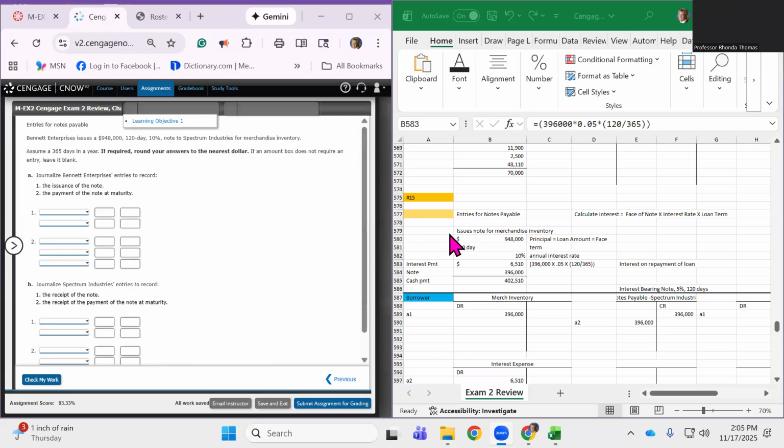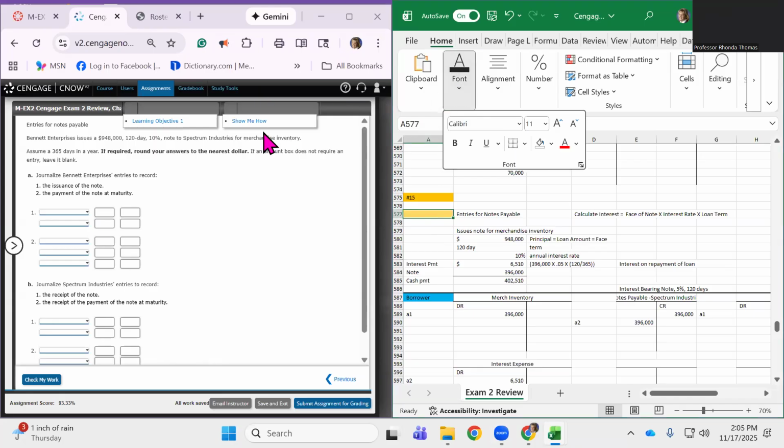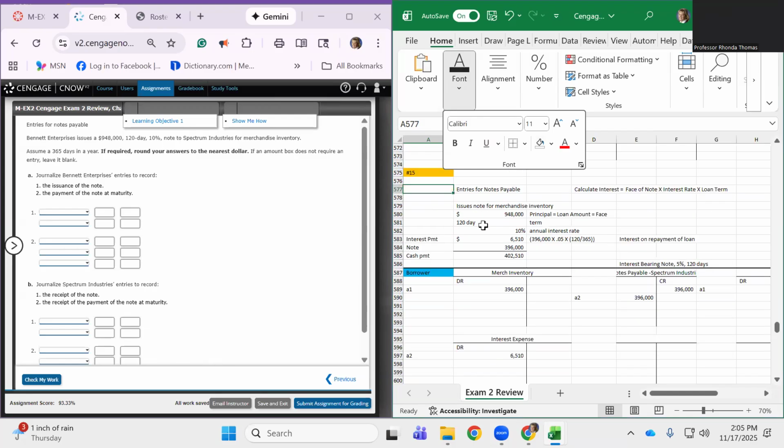Okay, this is going to show you what it's like to see both sides of a note. It's the one borrowing the money and the one loaning the money. All right, so let's get started. Bennett Enterprises issues a $940,000 120 day 10% note to Spectrum Industries. So Bennett is the borrower and Spectrum is the loaner, or the seller, basically. Bennett is the buyer, Spectrum is the seller.